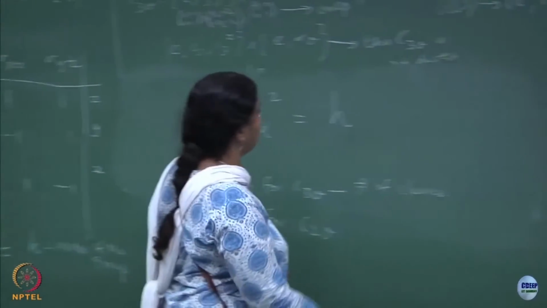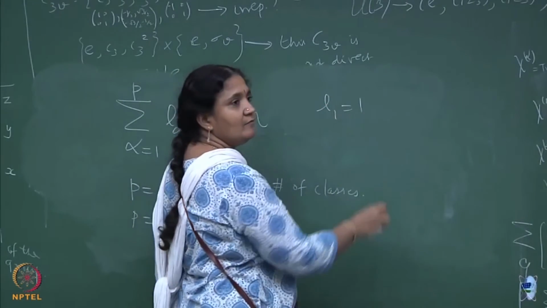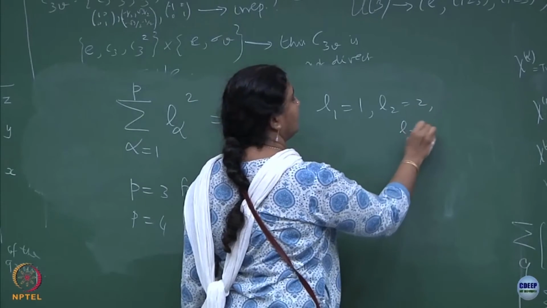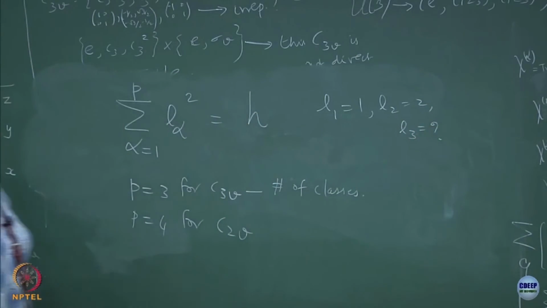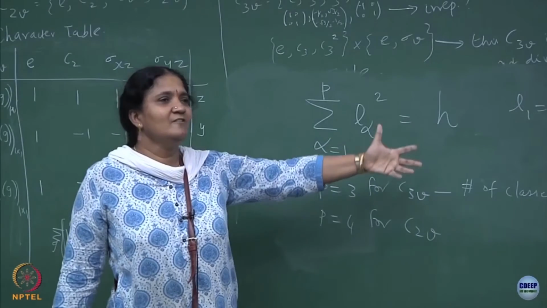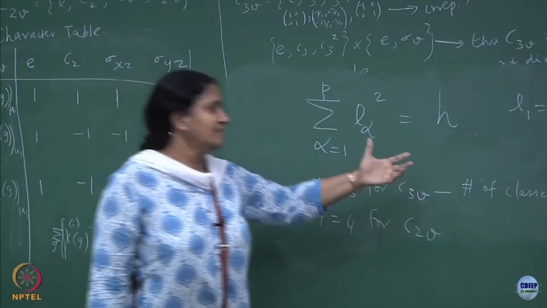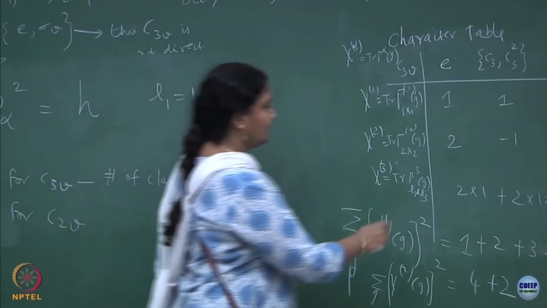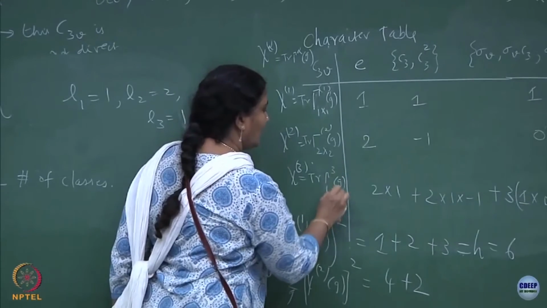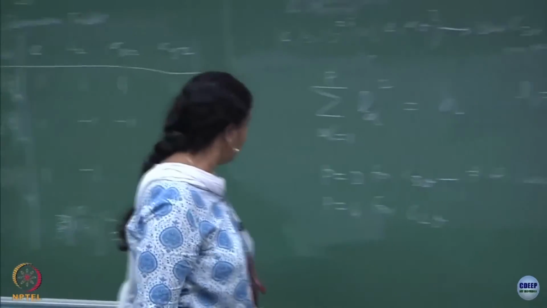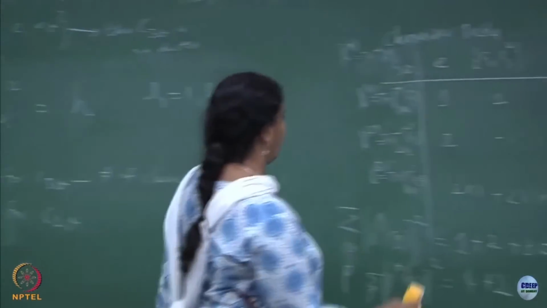So, tell me what are the possibilities for C3V? L1 is 1, we have found 1, L2 is 2, what can L3 be? Which satisfies this condition, all of them are integers. Is there more than one solution? It has to be only one possibility, which is 1. So, this has to be again a 1 cross 1 matrix. I have not written the character for it, but we will come back to writing the character.